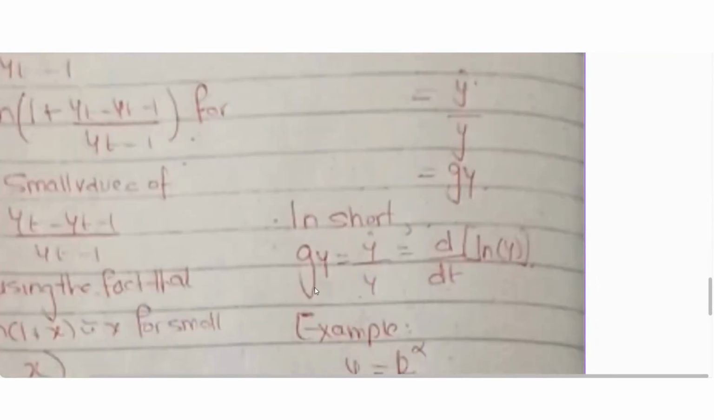So this works because d/dt ln y is the derivative of ln y with respect to t. The derivative of ln y is 1/y times the derivative of the inside. Inside is y, and the derivative of y with respect to t is dy/dt, which we know can be written as y dot. So this is y dot by y, which is just the growth rate of y. In short, the growth rate in continuous time is y dot by y, which can be computed as the time derivative of the natural log of y.